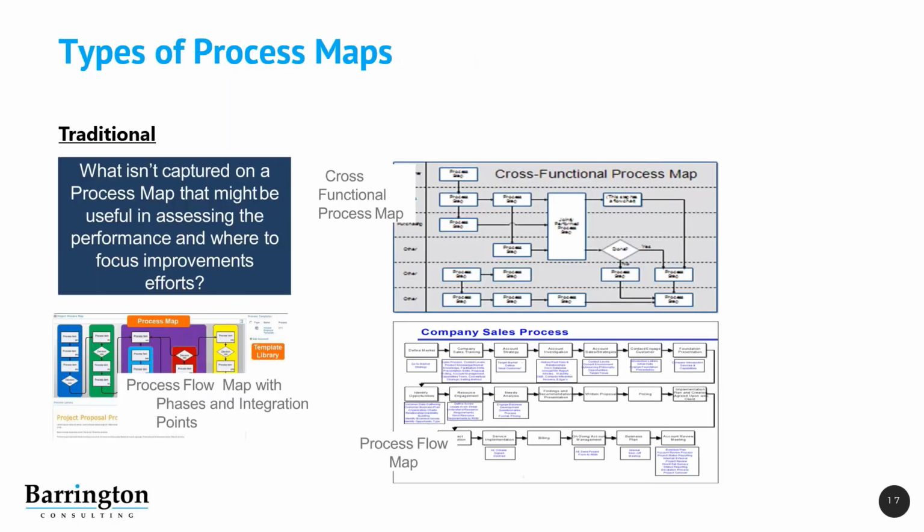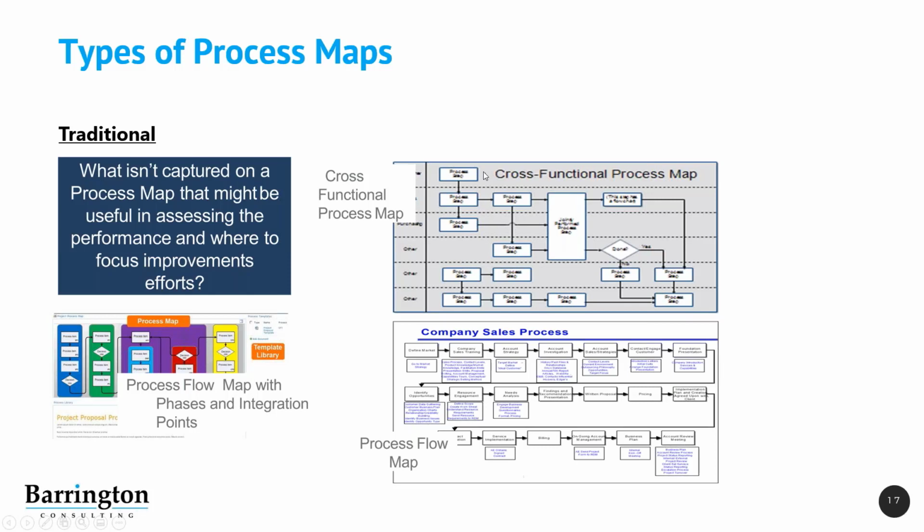Of course, with the traditional process maps, there are lots of different types. And so you may have seen one or many of these, and you may have a preference, and that's okay. Down here on the bottom left, we can see a process flow map with phases and integration points. So we can clearly see that someone's taken the time to color code the series of steps by phases. We can see just a plain process flow map here down in the bottom right, where we have a series of activities flowing into each other.